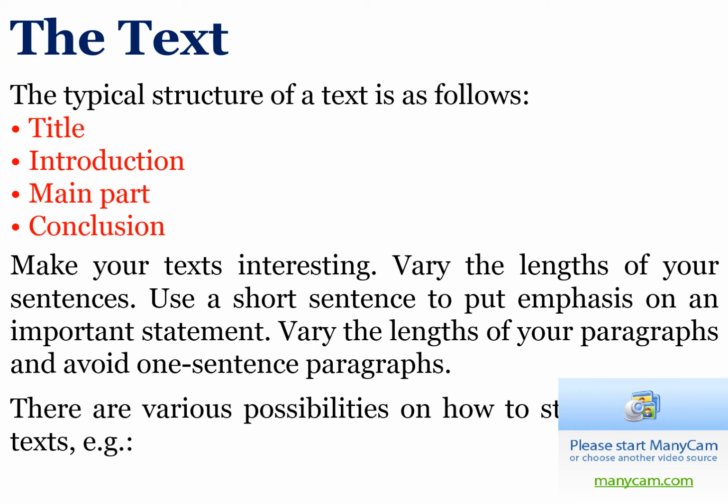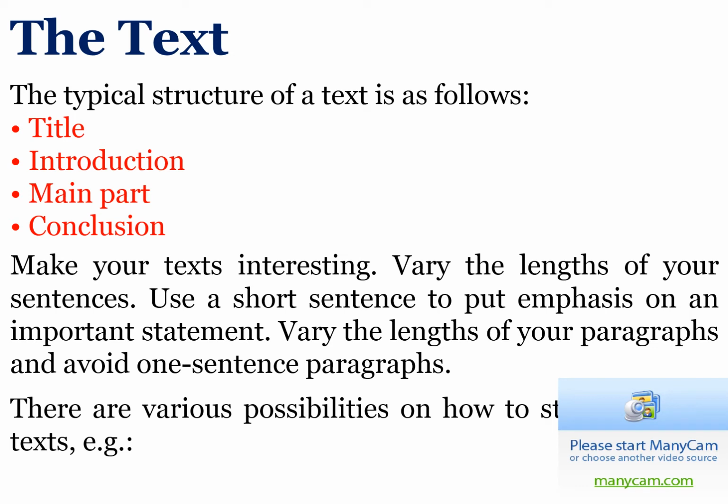The typical structure of a text is as in the following: title, introduction, main part, and conclusion. You should make your text interesting and avoid being boring. You can do that by varying the lengths of your sentences. Use the shortest sentence to put emphasis on an important statement. Vary the length of your paragraphs and avoid one sentence paragraphs. The one sentence paragraphs mean the sentence whose length is more than 1.5 lines or 2 lines, for example.